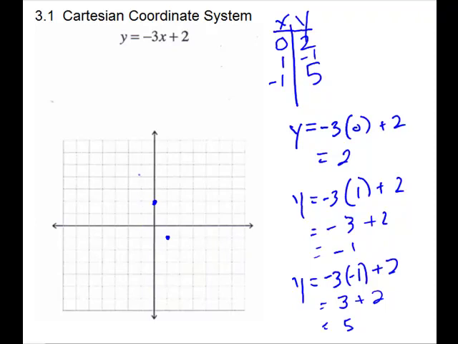1, 2, 3, 4, 5. Those do line up, and we will connect the dots to make our line. And it's supposed to go right through those.